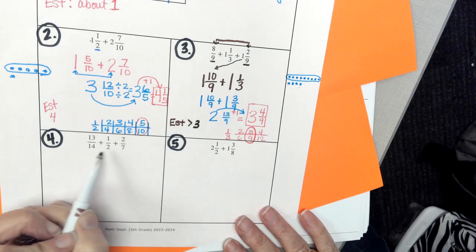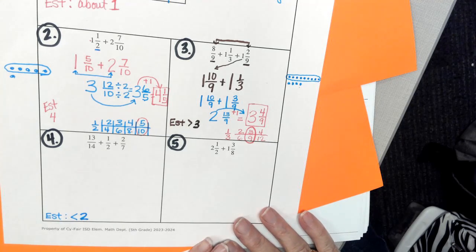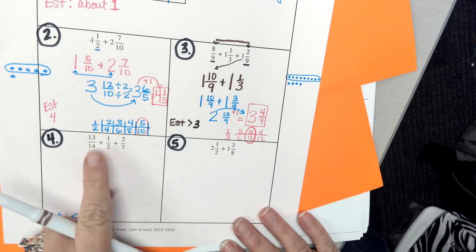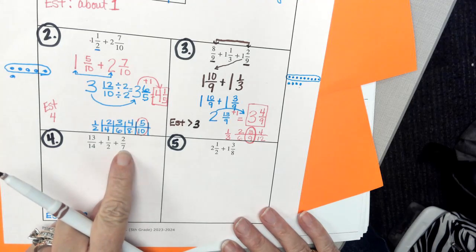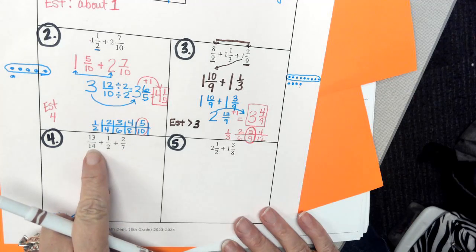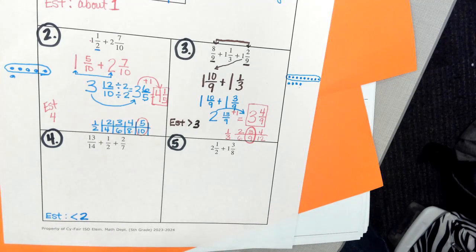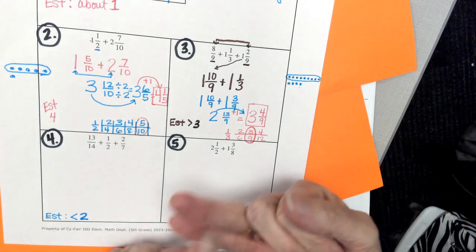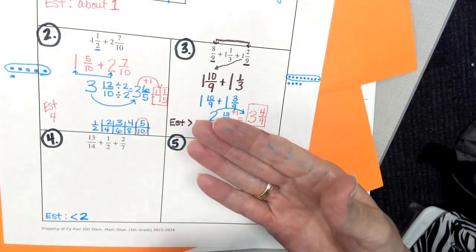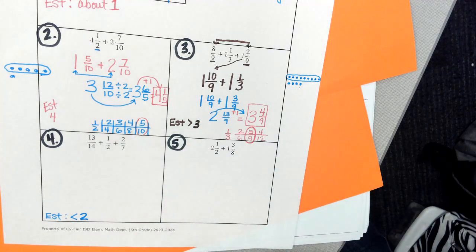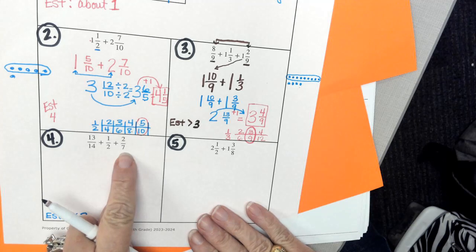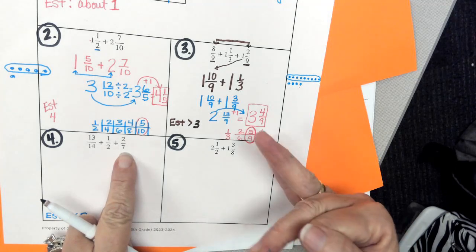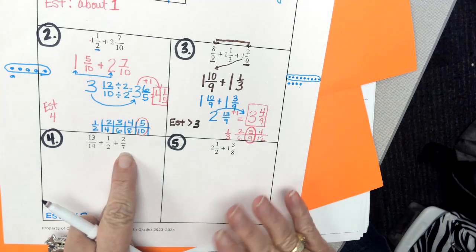I see that we have 3 different denominators here. We have 14, 2, and 7. And I'm thinking to myself, I'm going to take the 2 that are smaller to see if I can count to this larger denominator amount. So can I count by 2s and get to 14? 2, 4, 6, 8, 10, 12, 14. Yes, I can. Can I count by 7s and get to 14? 7, 14. Yes, that works too.